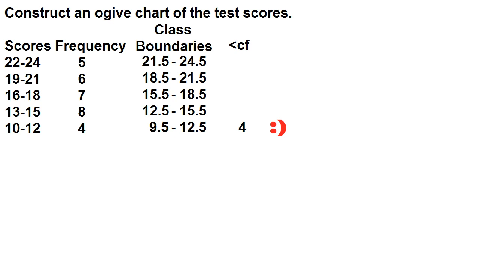4 plus 8 is 12. 12 plus 7 is 19. 19 plus 6 is 25. And 25 plus 5 is 30.